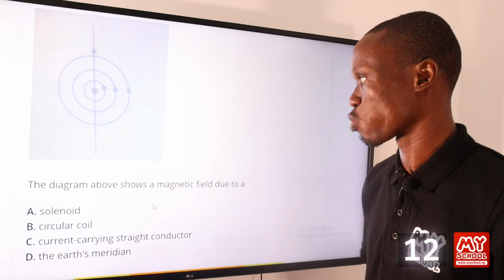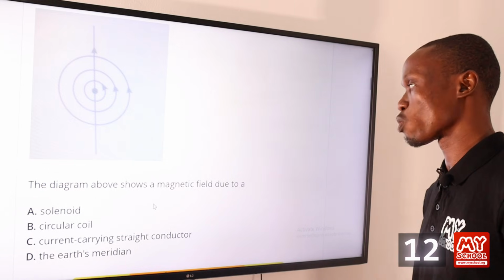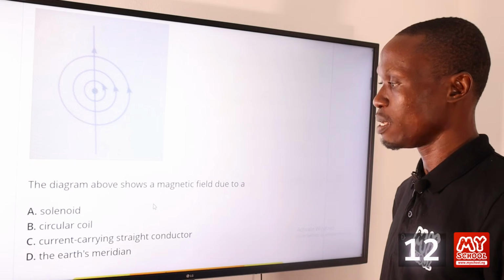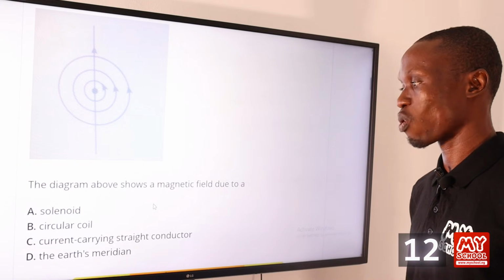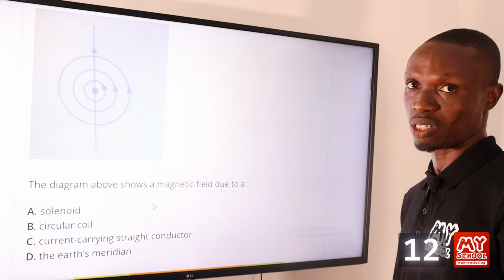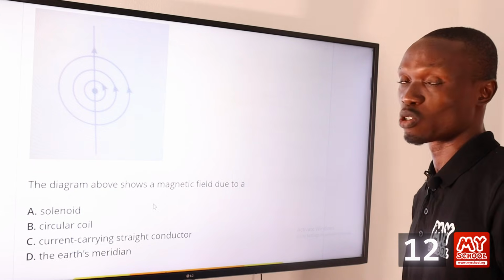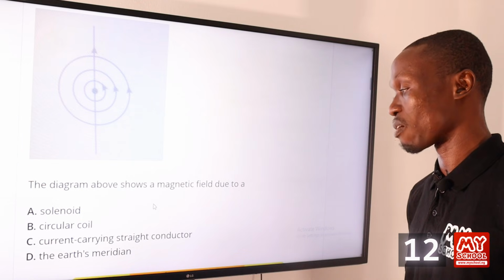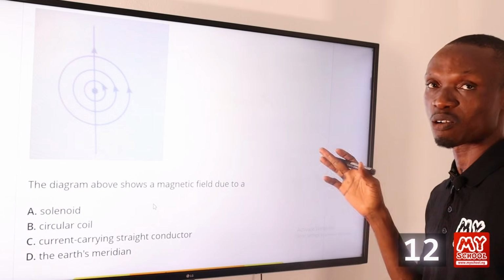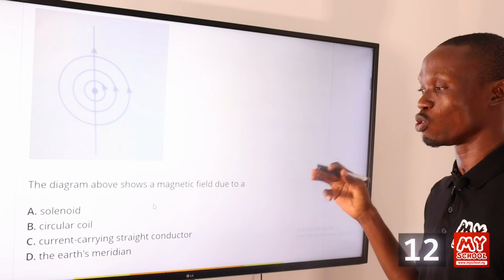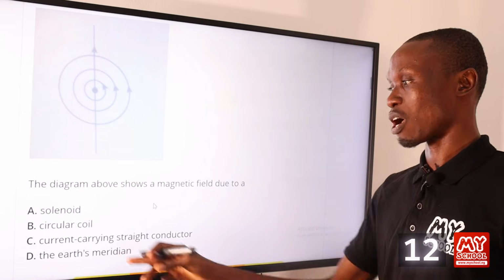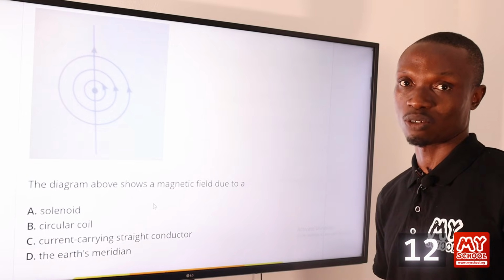Moving on to question 12. The diagram above shows a magnetic field due to A, solenoid, B, circular coil, C, current carrying straight conductor, and D, the Earth's meridian. So the answer to this question is option C, current carrying straight conductor. The diagram above shows a magnetic field, and that magnetic field is due to a current carrying straight conductor. So that makes option C the correct answer to this question.